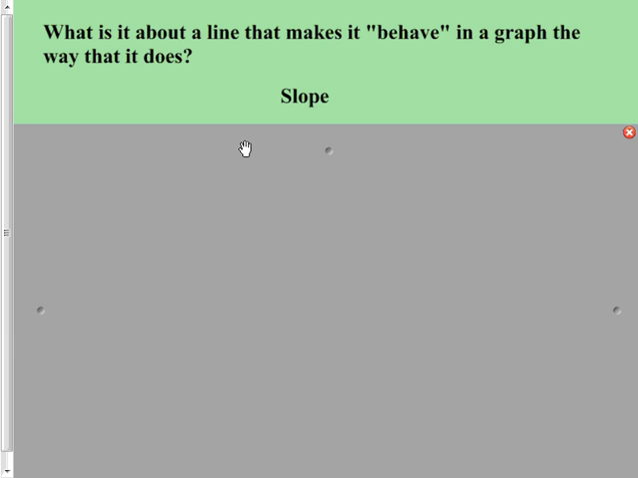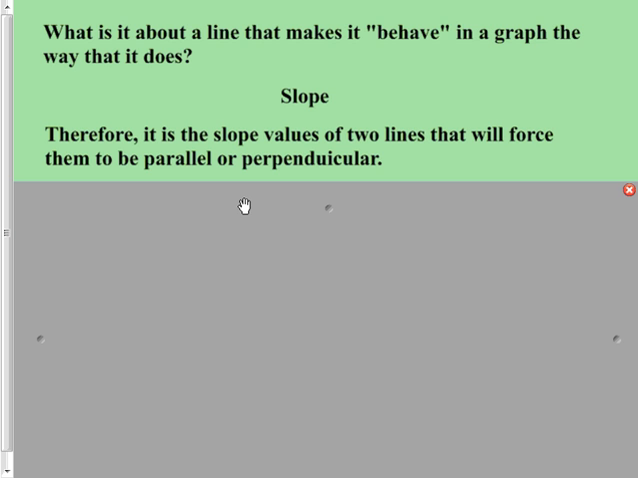Whether a graph goes up as it moves from left to right or down from left to right, whether it is moving in a big hurry, being more vertical than horizontal, or being slowed down, being more horizontal than vertical. So when you have more than one line in a graph at the same time, the only way that they will interact with each other will be to examine their slope values. So it's going to be the slope values of two lines that will force them to be parallel or perpendicular to each other.